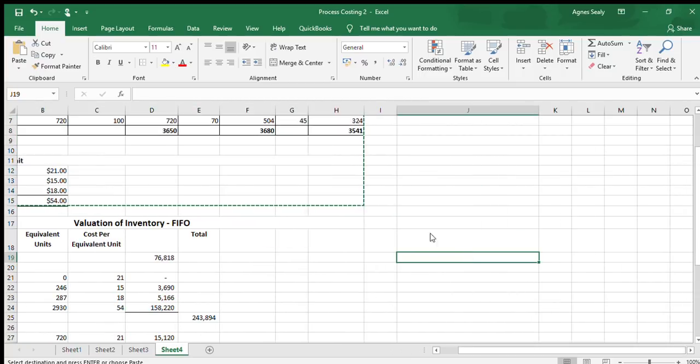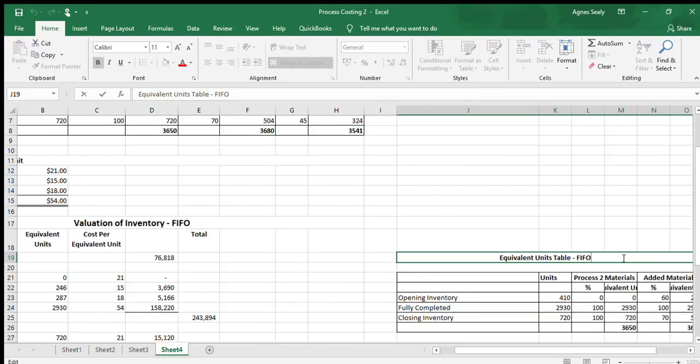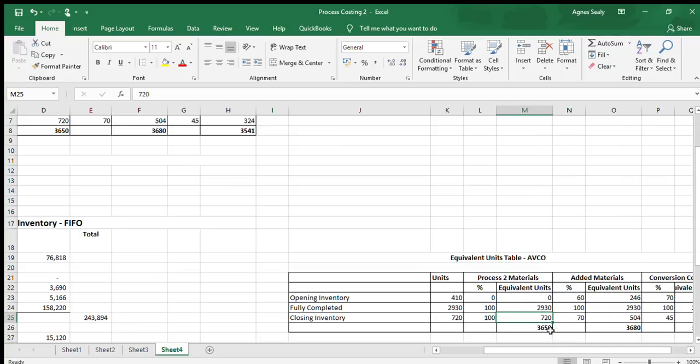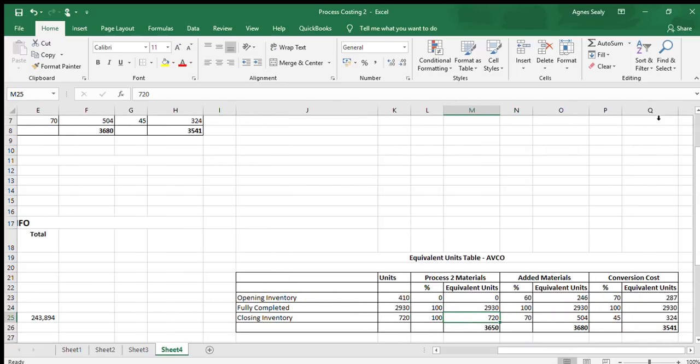So if we use the FIFO, the AVCO, so we are going to calculate using our equivalent units table. And for the AVCO, we assume that when we are calculating our opening inventory, that all the units were fully completed in the period. So if they're fully completed in the period, then that is 100% for 10, 100% for 10, 100% for 10.